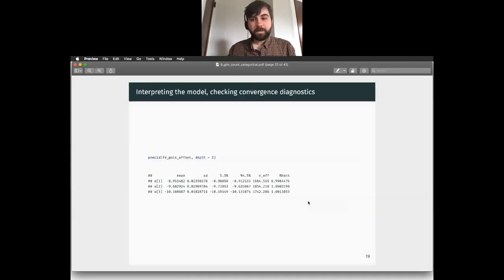Okay. So let's interpret the model and check convergence diagnostics. This time I remembered to add depth to it, so I can talk to you about these parameter estimates now. Okay, minus 9, minus 8.9, minus 9.6, minus 10.1. Remember that 1 is black, 2 is Latino, 3 is white. What the heck does that mean?